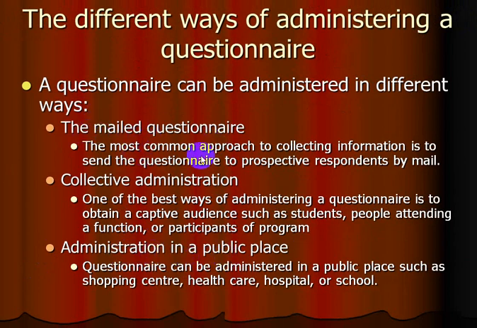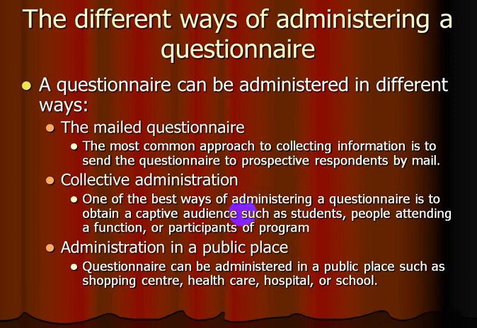The most common approach to gather information is to send the questionnaire to your prospective respondent by mail. You have your friend, you have your network, you have your referral, you have institution, you have colleagues, you have friends as well. Otherwise, you have to send this questionnaire to them.